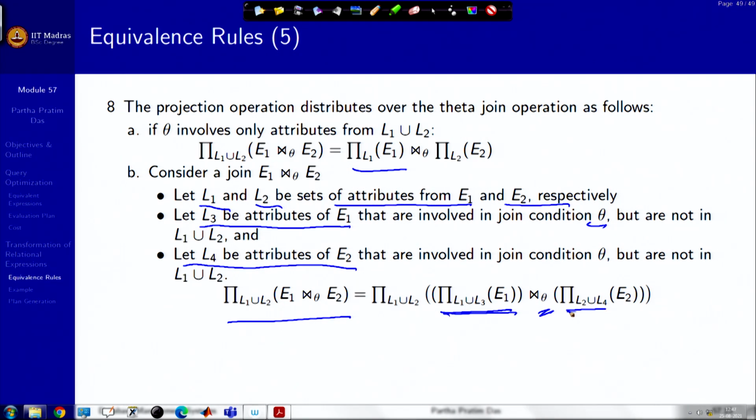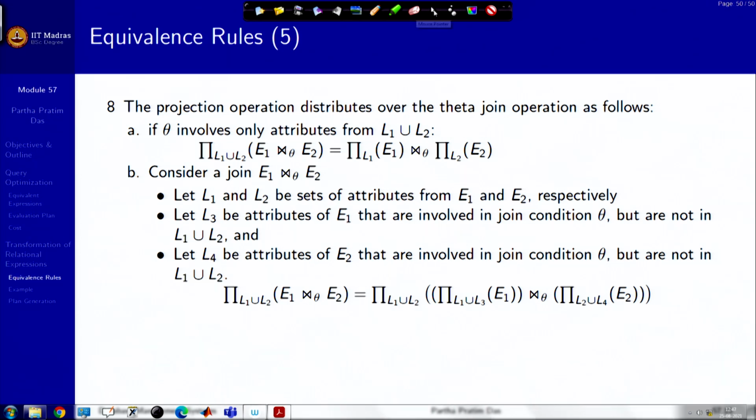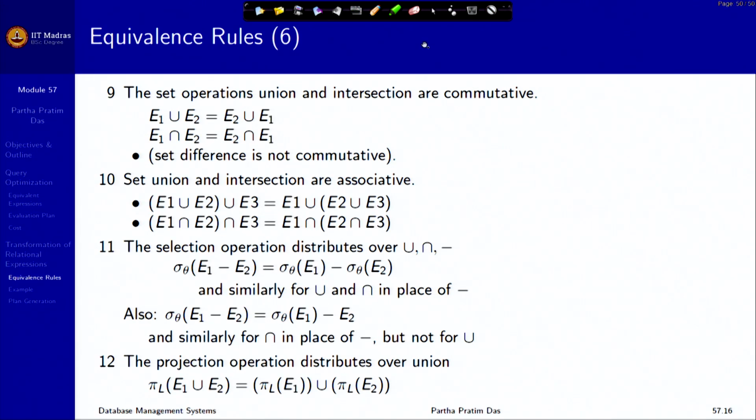Similarly, this will have to be on L2 union L4, because otherwise the attributes of L4 will not be available for evaluating the theta. So, once you have done that, you have L1 union L3 union L2 union L4, all of this. You then have to do a projection, but obviously these projections might significantly reduce the size of the relation, because you are stripping off all other attributes.